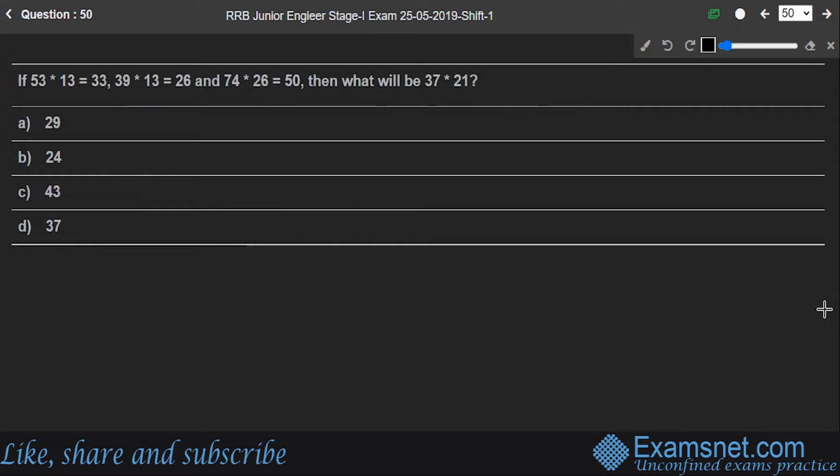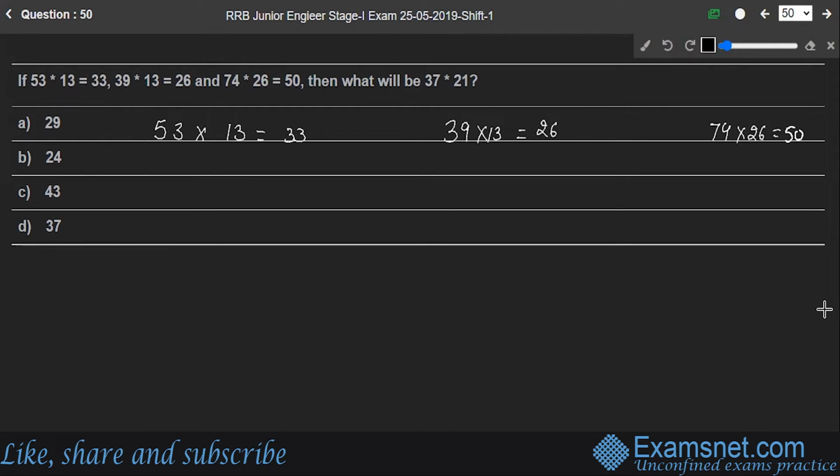It says 53 multiply 13 is equal to 33, and this. Then what will be 37 multiply 27? See, technically, if we see 53 multiply 13 is not equal to 33. So that means some logic is being followed over here. You have three equations. 53 multiply 13 is equal to 33. 9 multiply 23, 13 is equal to 26, and 74 multiply 26 is equal to 50. Right?